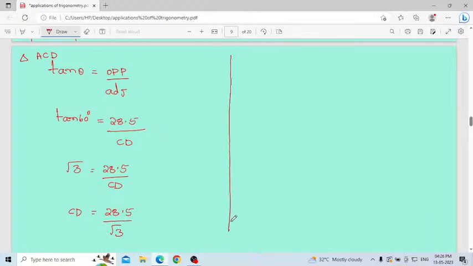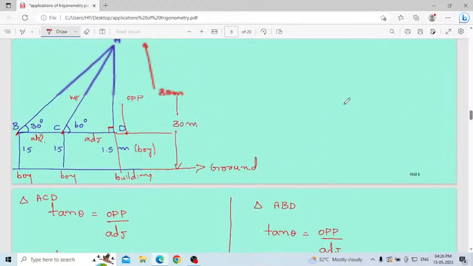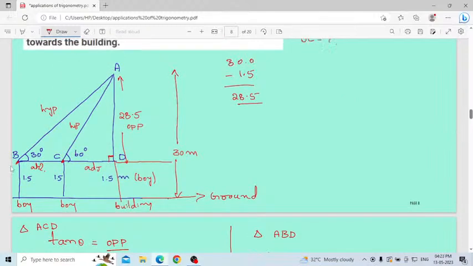I consider one more triangle here, ABD. Here also I will consider tan theta only. You know the formula: opposite divided by adjacent. I will see from the figure, the bigger triangle ABD. Here theta is 30 degrees, and the adjacent is BD. Tan 30 is opposite over adjacent. The opposite value is 28.5, and the adjacent we will consider as BD.